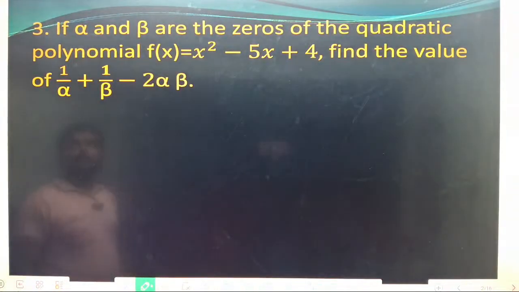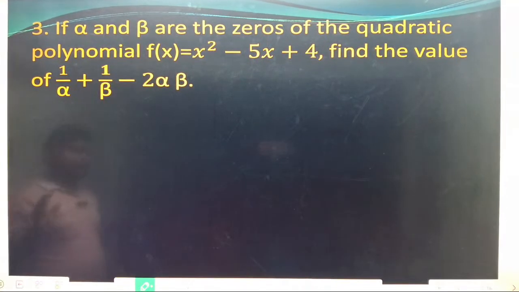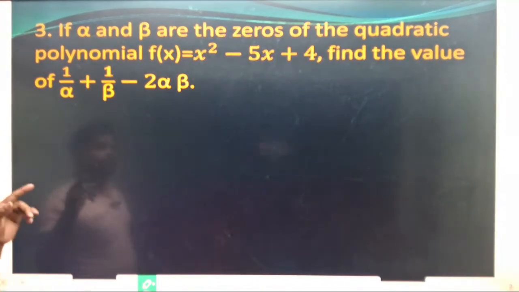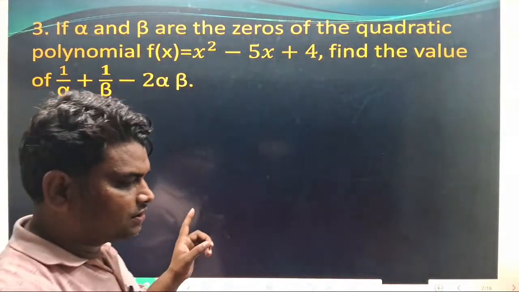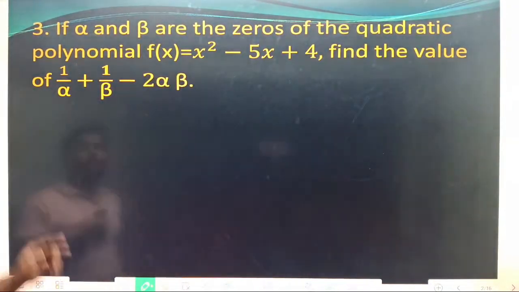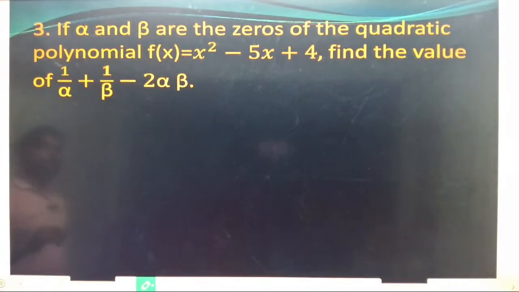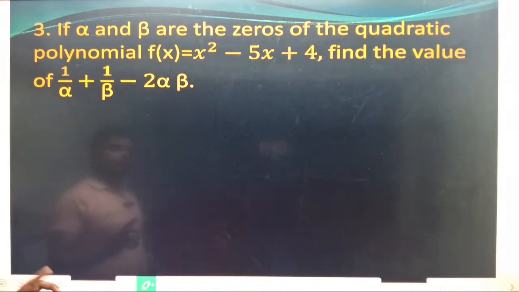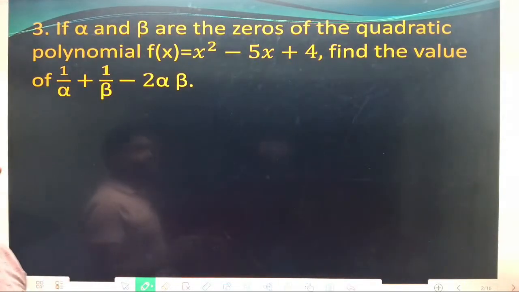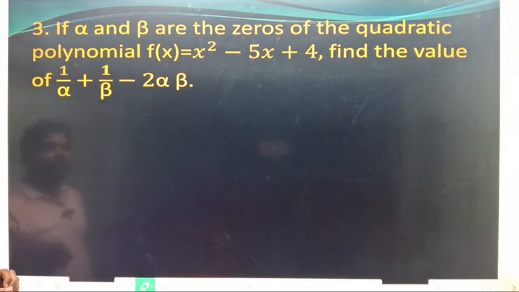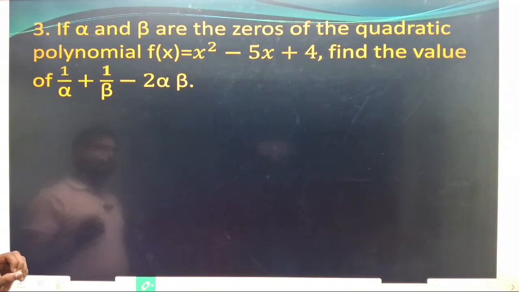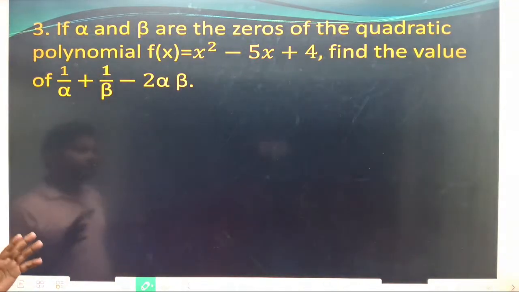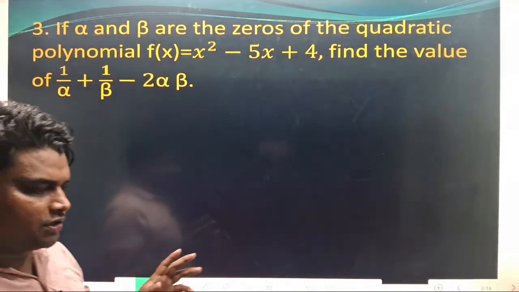You see here, question number 3. In the previous class, we learned 2 questions in this session. Now, the next question, the 3rd question. If alpha and beta are the zeros of the quadratic polynomial f of x is equal to x square minus 5x plus 4, find the value of 1 by alpha plus 1 by beta minus 2 alpha beta. In these questions, first you find the sum of zeros and product of zeros.